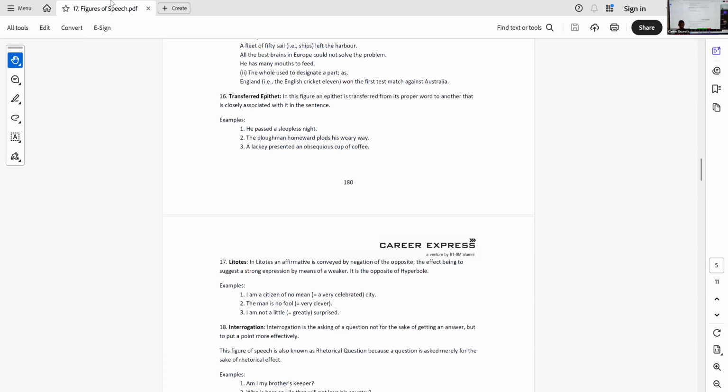The road is not weary. He is tired. He is weary. Right? So this is an example of transferred epithet. Epithet matlab hota hai term. Transferred means transferred from one place to another. It's deliberately in the wrong place to highlight the idea. He passed a sleepless night. The plowman homeward plods his weary way. A lackey presented an obsequious cup of coffee.